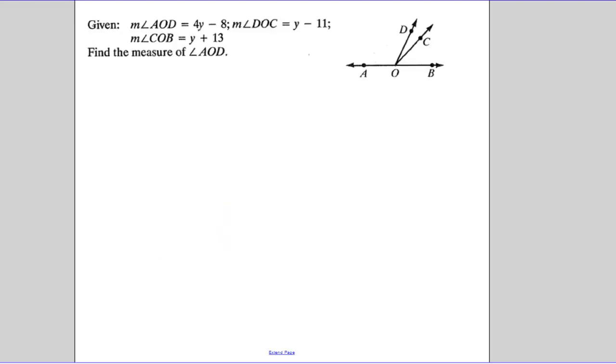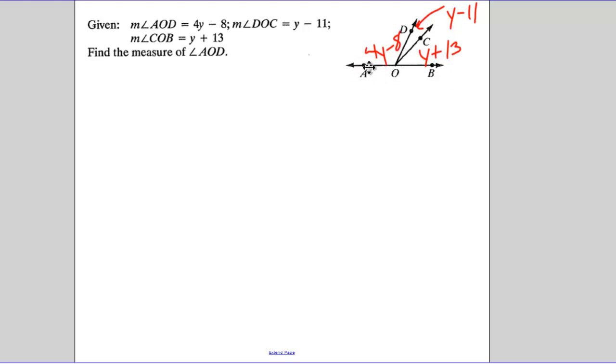Okay, first example. The measure of angle AOD, and I'm going to label my diagram. It's important that you label your diagrams. Angle AOD is 4y minus 8. DOC, I'm going to draw a little arrow to it, is y minus 11. And COB is y plus 13. Find the measure of AOD.